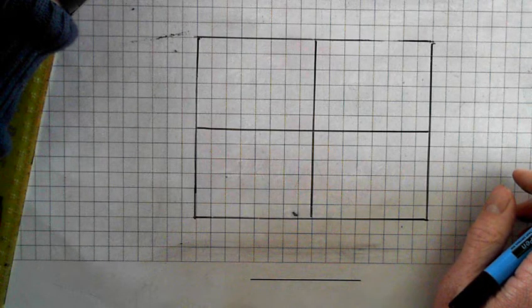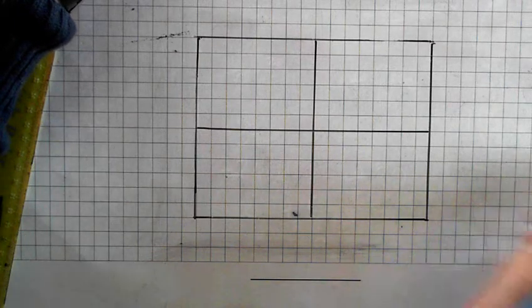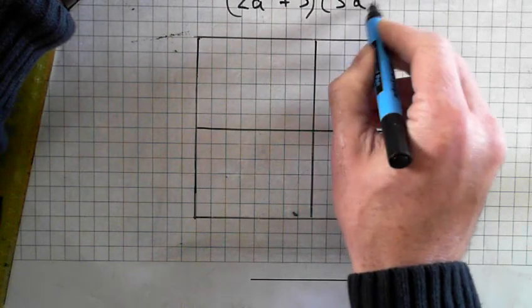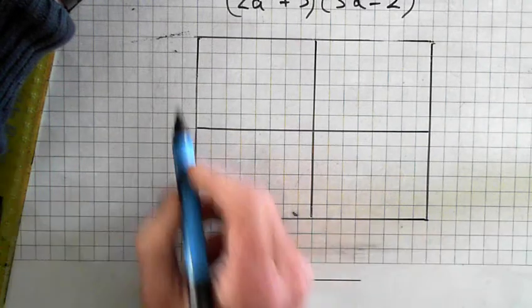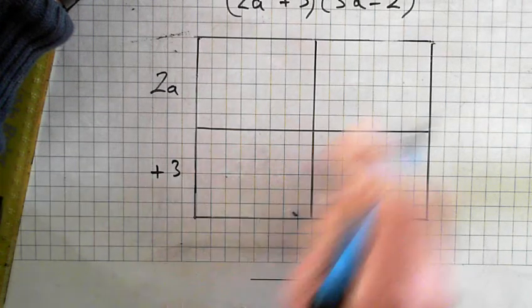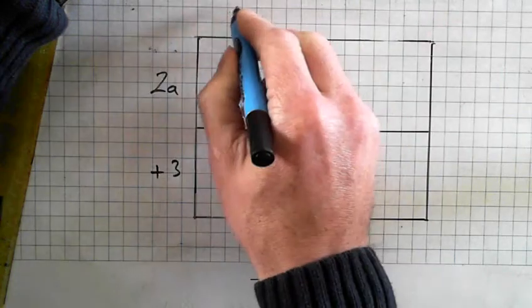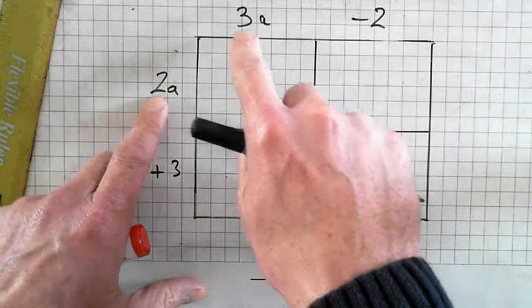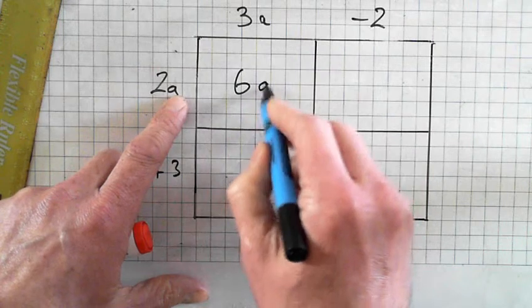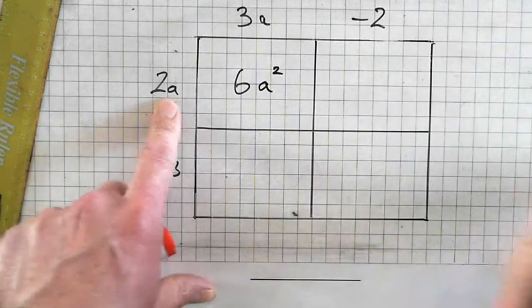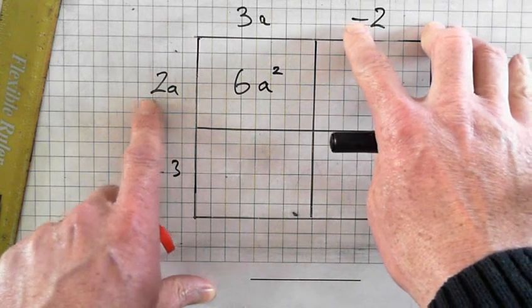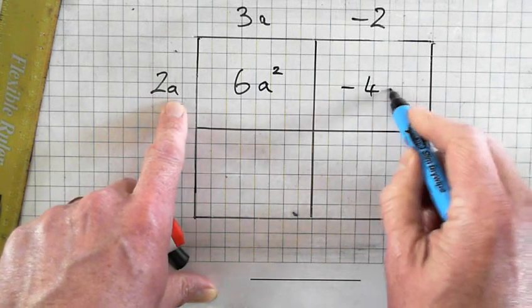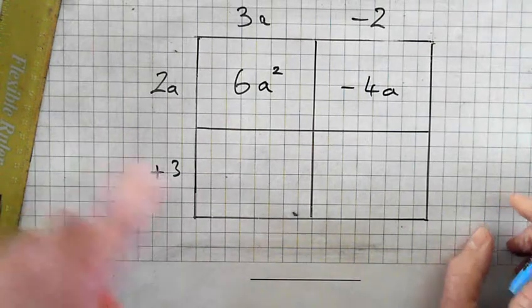Now we'll go on to question 22. 2a plus 3, 3a minus 2. So 2a plus 3 on the side, and 3a minus 2 across the top. 2a times 3a. Well, first of all, multiply the numbers. 2 3s are 6. A times a, a squared. 2a times minus 2. First of all, what sign is it? Plus times a minus is a minus. 2 times 2 is 4, and then there's an a.